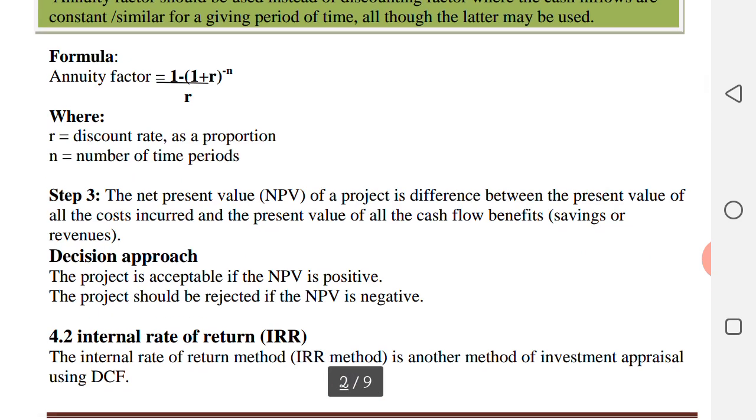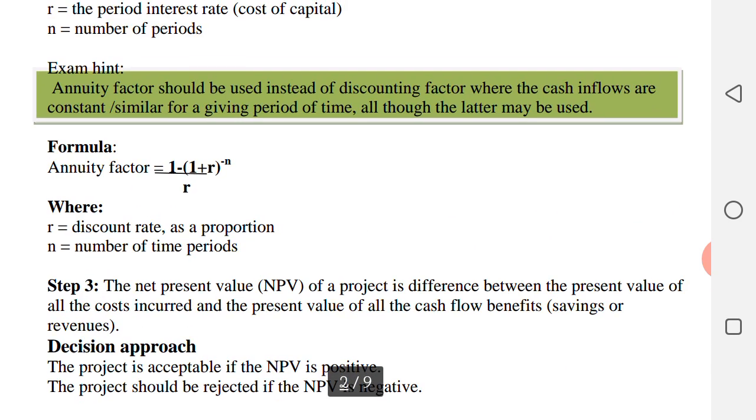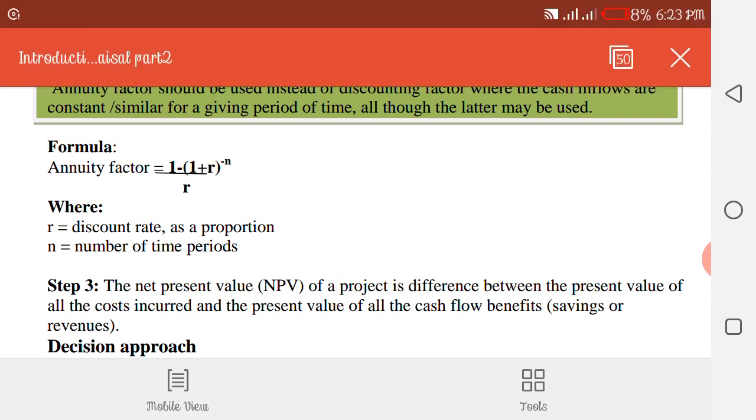Now let's talk about the annuity. This is the annuity factor. For example, if you want to calculate our NPV where we have a constant cash inflow, that means let me say you will be receiving a particular annuity or a particular cash inflow for 5 years.